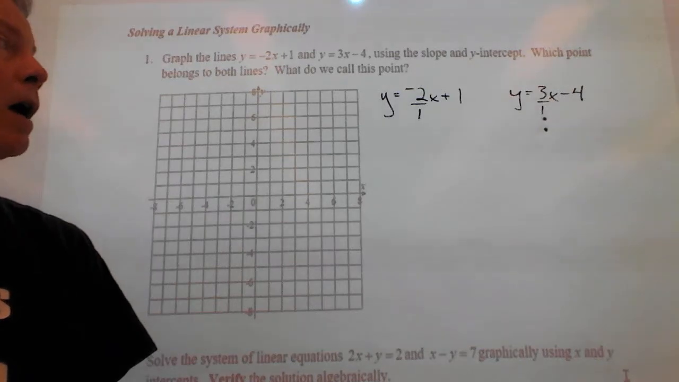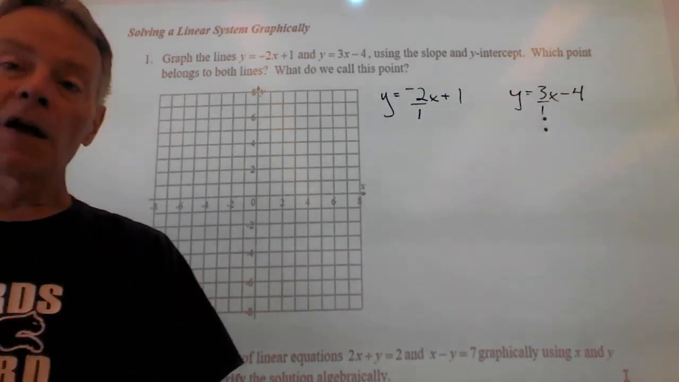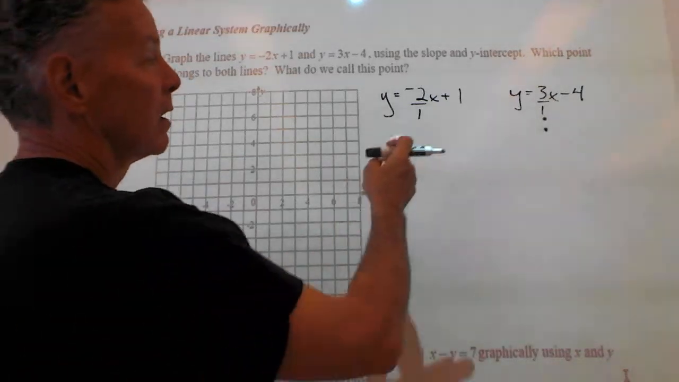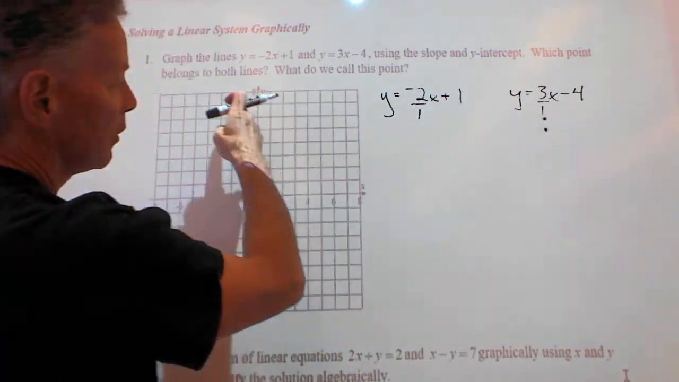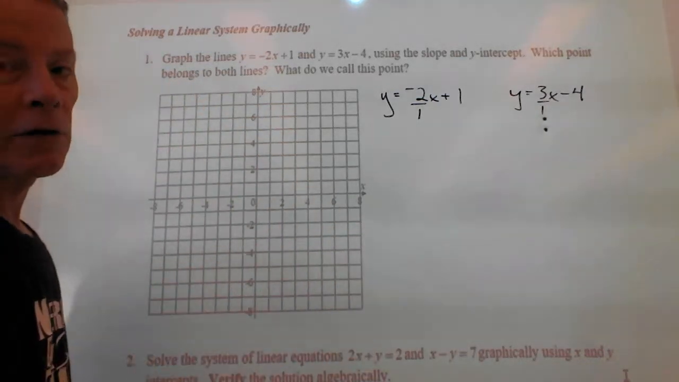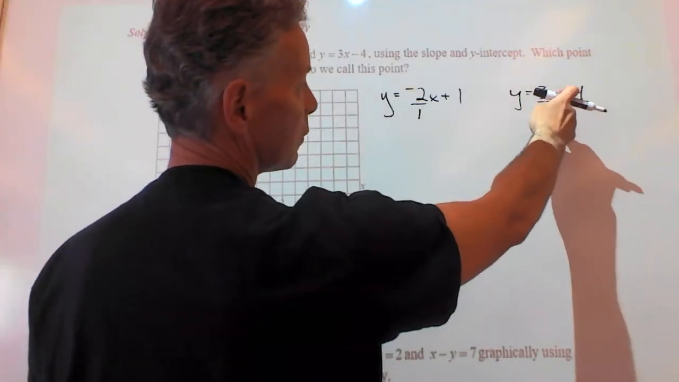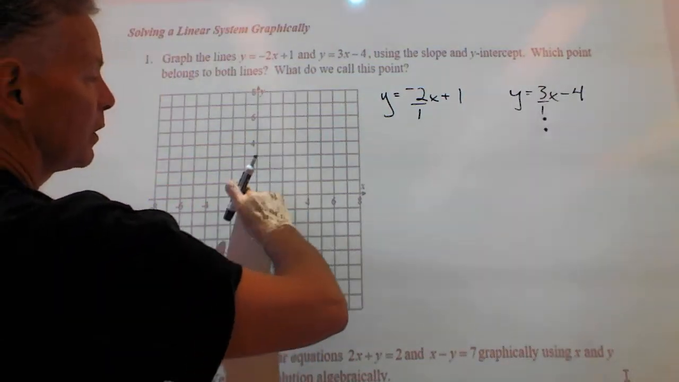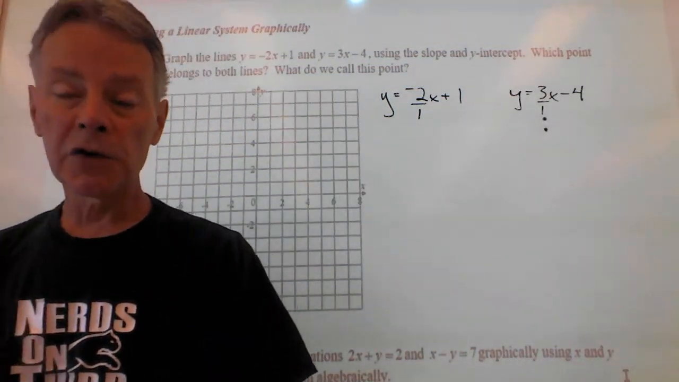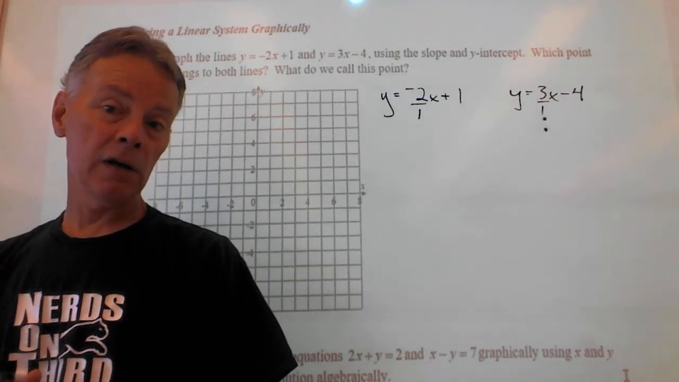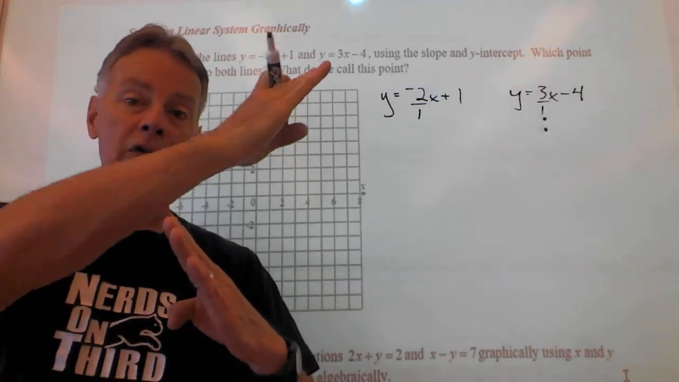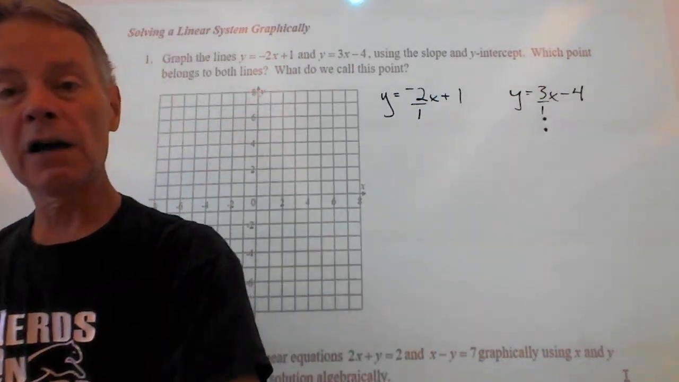Okay? So the first thing we can tell about these lines is one has a negative slope, so it's going to be going like this. It's going to be going downhill as you go from left to right. This one has a positive slope, so it'll be going in the opposite direction. It'll be going uphill. So it shouldn't be too surprising that they cross at some point, right? Because one is going up, one is going down.